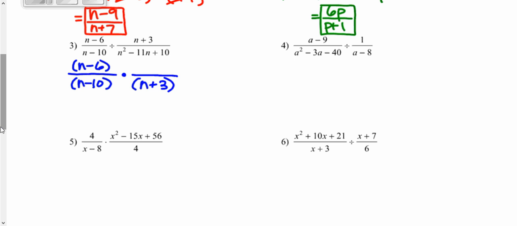Numbers that multiply to 10 and add to -11 would be -10 and -1. And then cancel out what's the same on the top and bottom. So the numerator still has n-6 and n-1, and the denominator just has n plus 3.